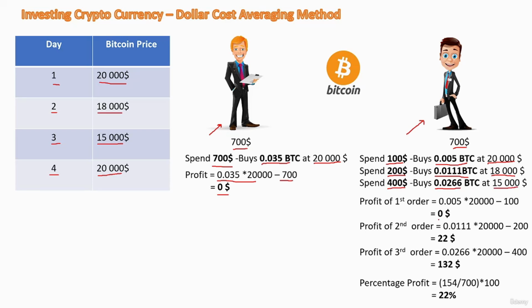Now let us calculate profit in the fourth day. This is the profit for first order, this is the profit for second order, and this is the profit for third order. So second businessman has $154 total profit. To calculate the percentage profit, we are going to divide total profit by the initial value, then multiply it by 100. So second businessman has 22% gain.